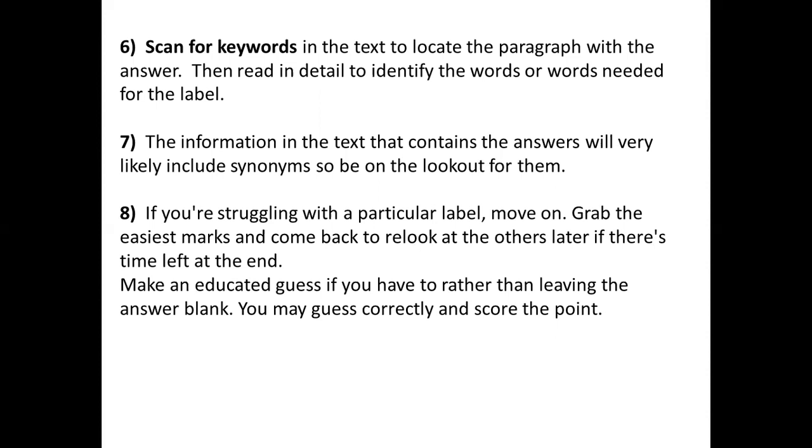Of course, sometimes, not always, but sometimes you will not find these keywords in the text. However, you can find synonyms. As usual, synonyms and paraphrasing are pretty usual for the IELTS test. Okay, so be careful and try to find the synonyms.